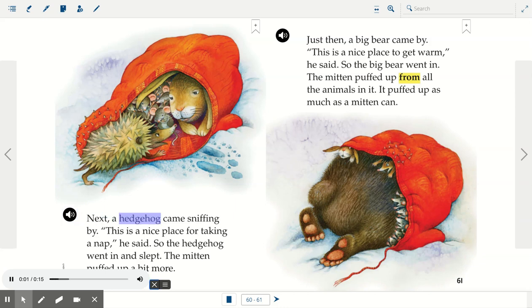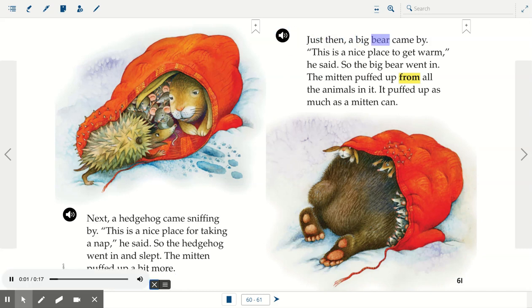Next, a hedgehog came sniffing by. "This is a nice place for taking a nap," he said. So the hedgehog went in and slept. The mitten puffed up a bit more.